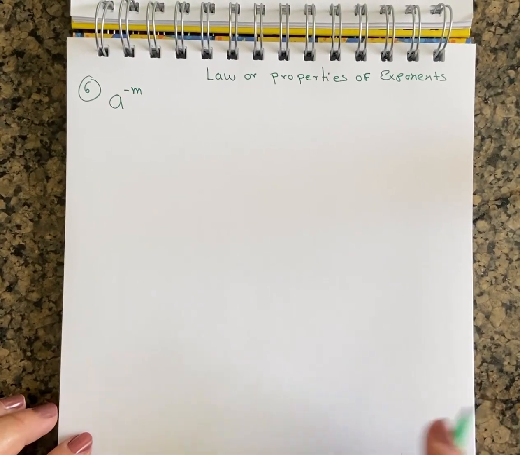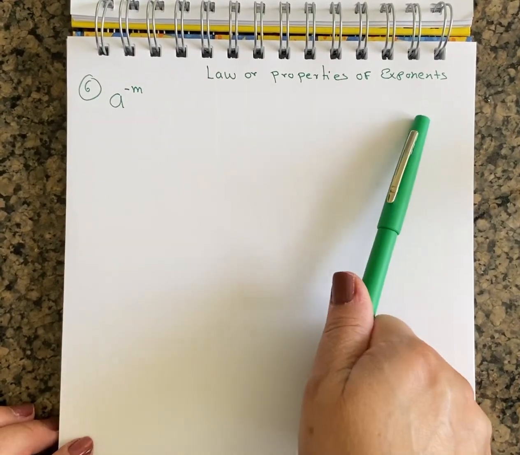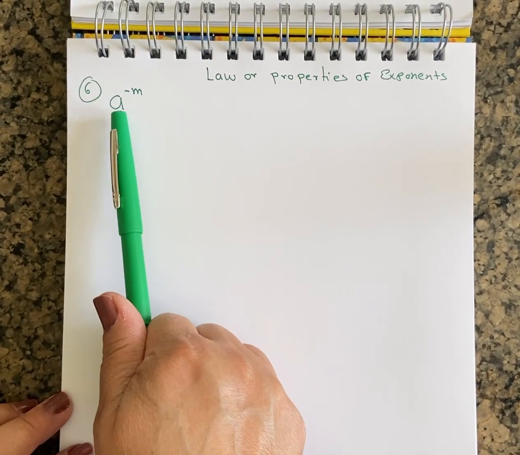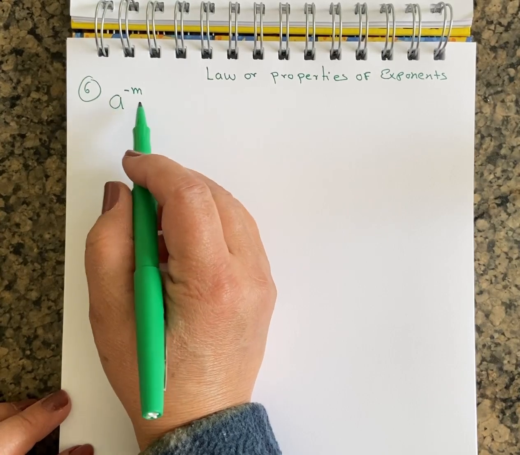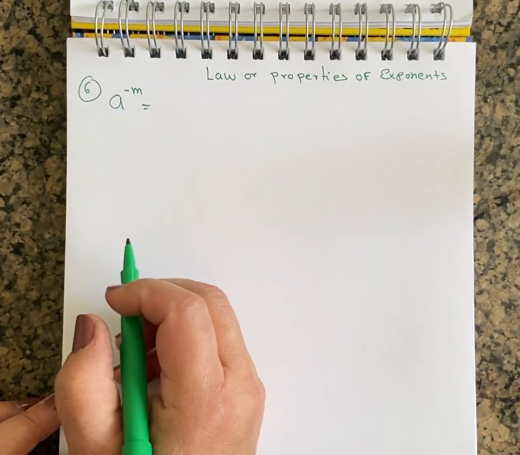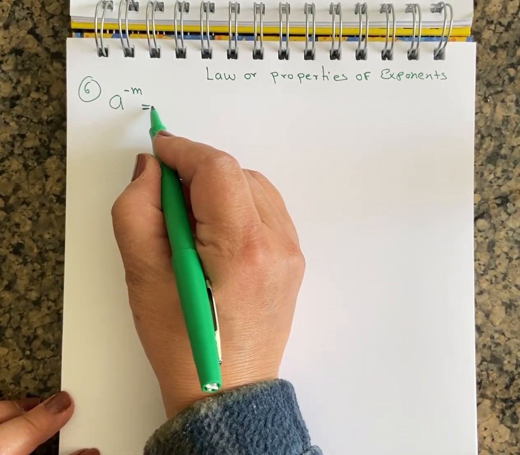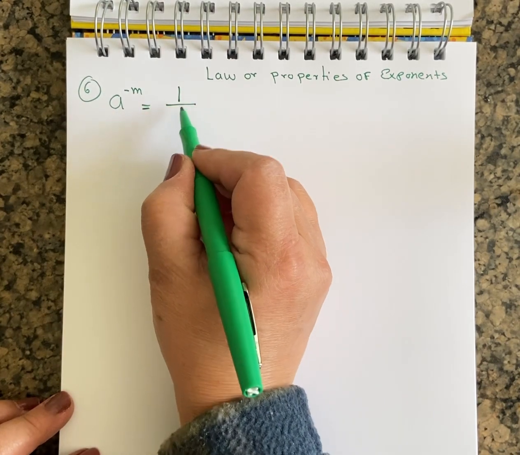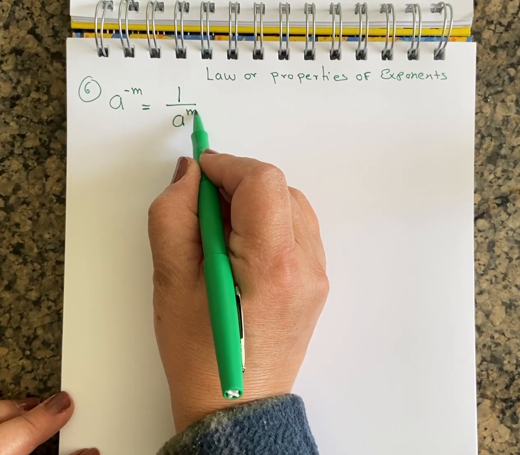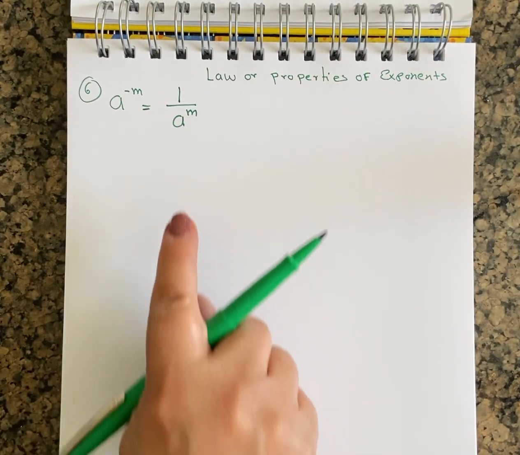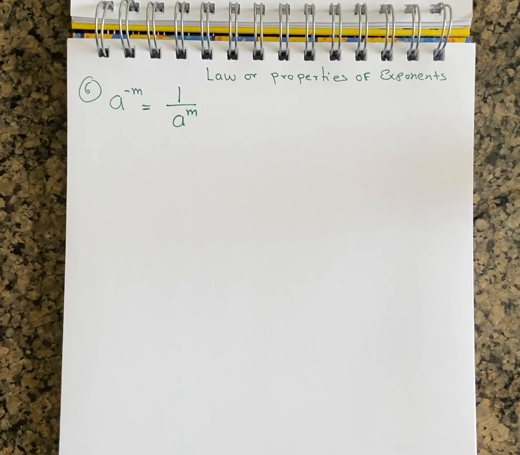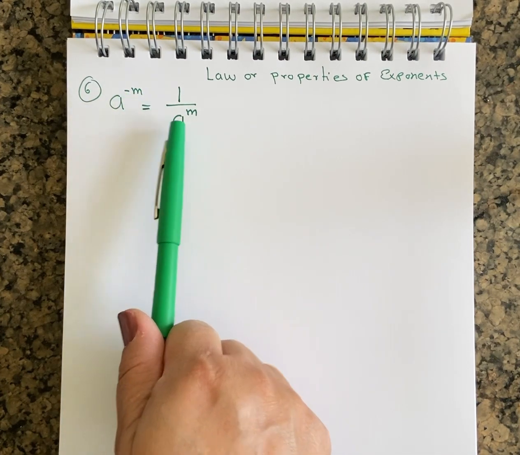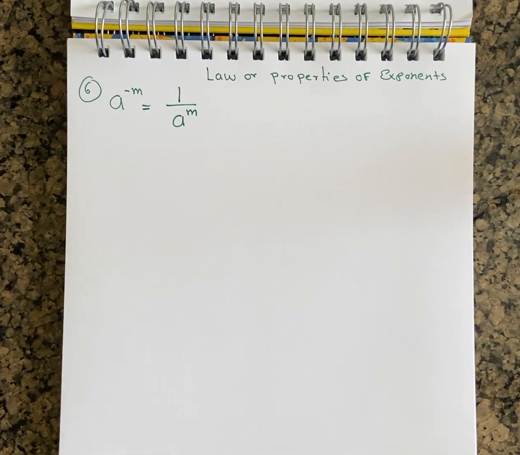Hi, now we're going on the sixth law of exponents. And now we have a to the negative m. So in order for us to rewrite this as a positive exponent, what we do is we make this a fraction. So we're going to have 1 over a to the m. And now the exponent is not negative anymore, so it's just a fraction, right? So that's what we do to take away the negative from the exponent.